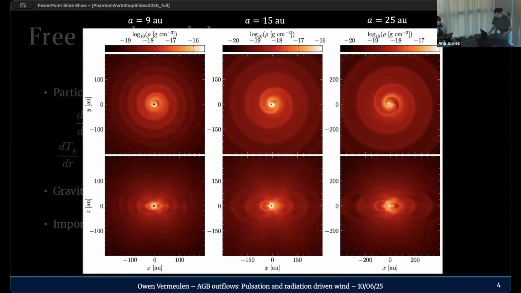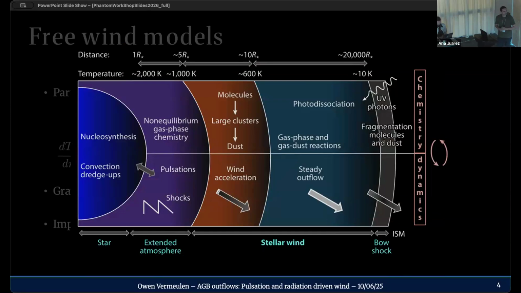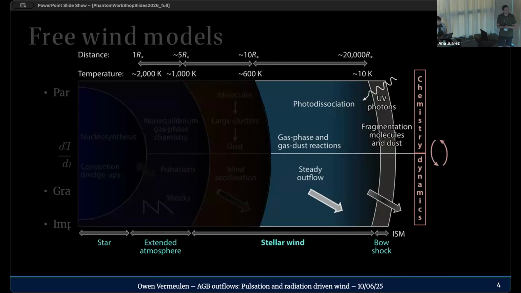Now, what does it actually mean to use a free wind? If we take this picture once again, using a free wind essentially means that we're starting our simulations where a steady outflow from the fluid is already being created. Some models have already been generated where we also include acceleration upon dust. But in those cases, it is either on top of a free wind, or you need to inject particles with high enough velocities so that it actually reaches the point where dust is being created. So we now want to do this instead by driving them from pulsations. We want to push this all the way back to the star.